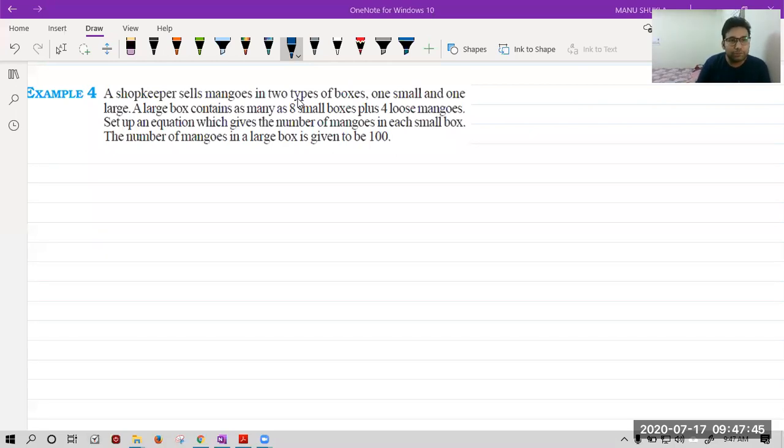Example number 4. Solution. Let's read the question. Lavya, you're not able to understand. After this class, just go through the book again and the lecture again. It is very easy. Just need to understand the language.